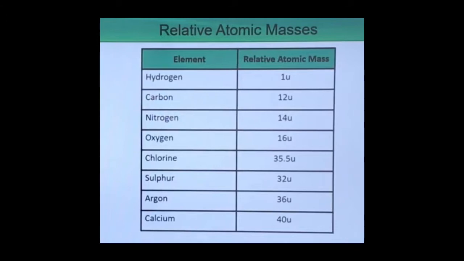This table shows the relative atomic mass of the given elements. The relative atomic mass of hydrogen is 1 U. The relative atomic mass of carbon is 12 U. For nitrogen, it is 14 U. For oxygen, it is 16 U, etc.